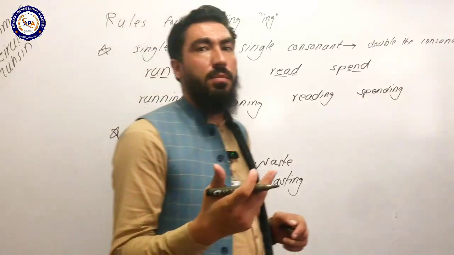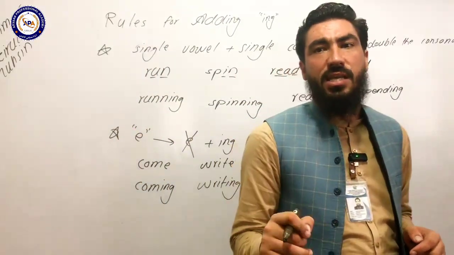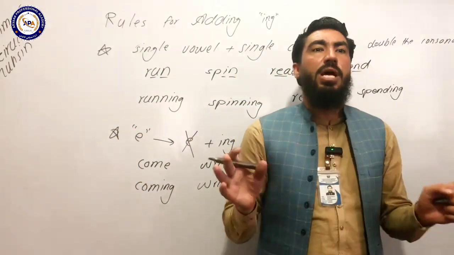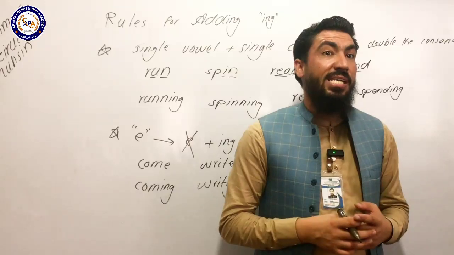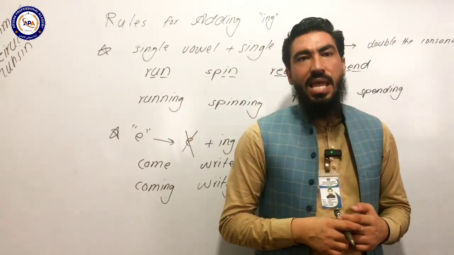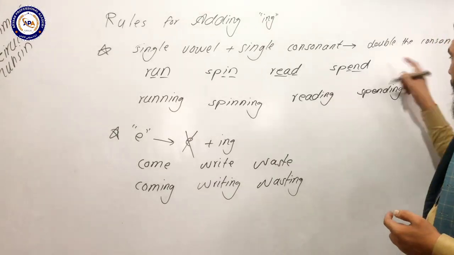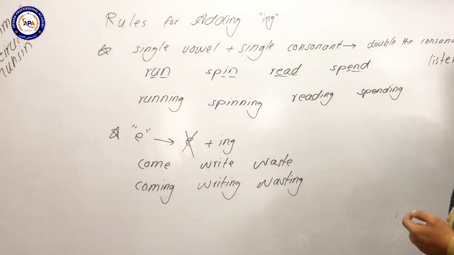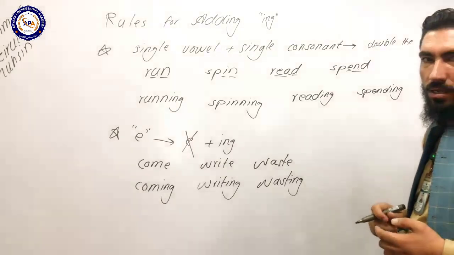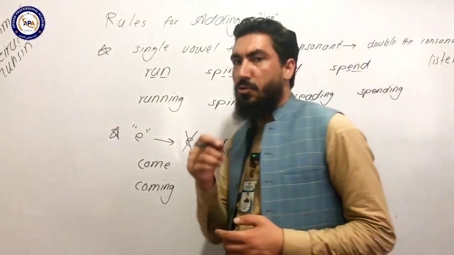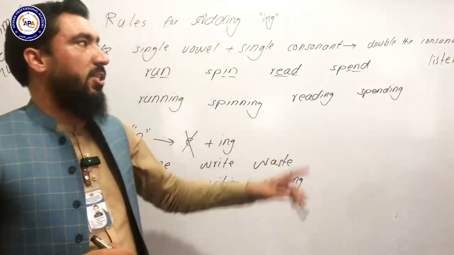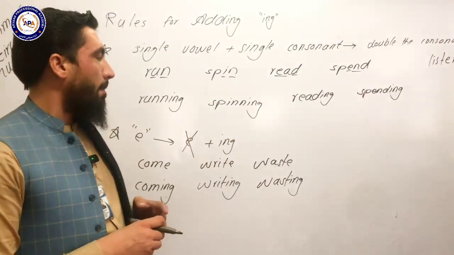But there are some verbs ending in single vowel, single consonant, but again, we do not double the consonant, where the stress is on the second syllable. Like listen. Listening, we do not double the N. The stress is on the second syllable. Then in this situation, we do not double the consonant.